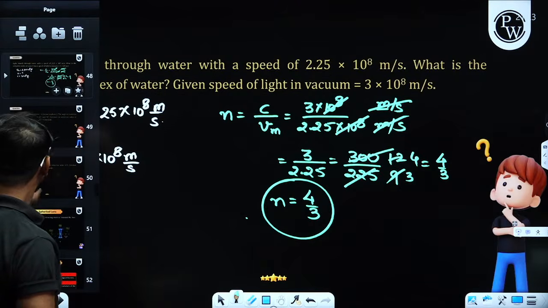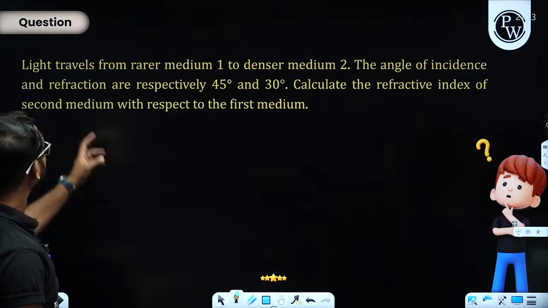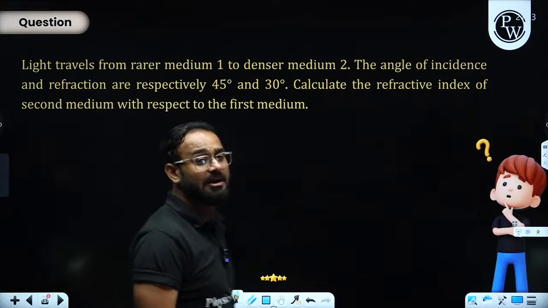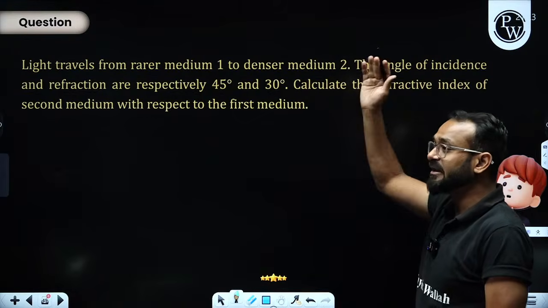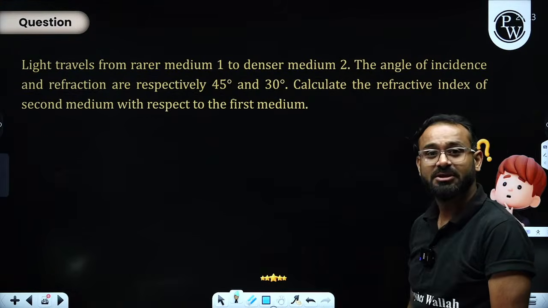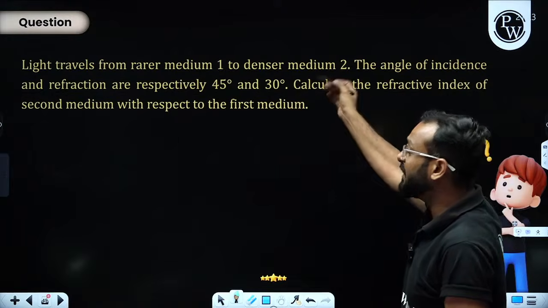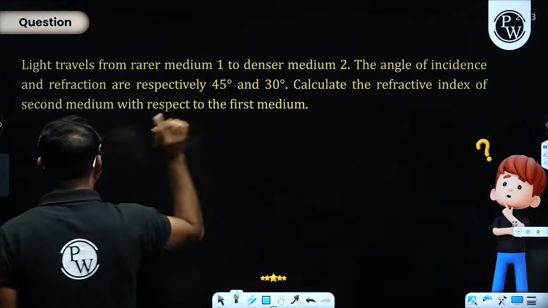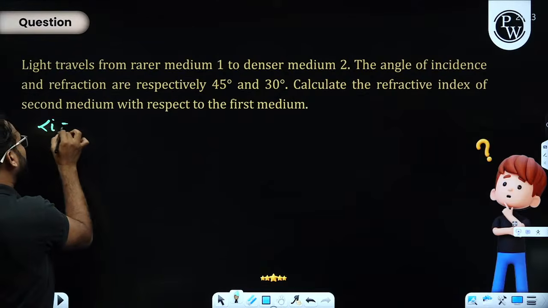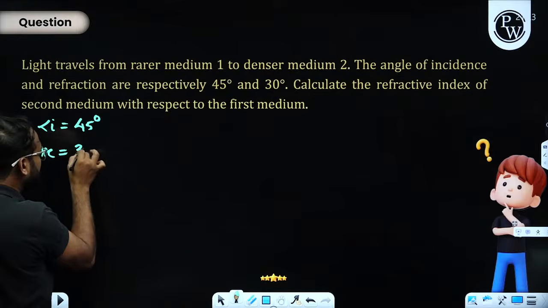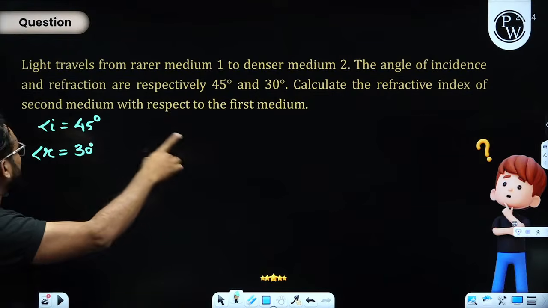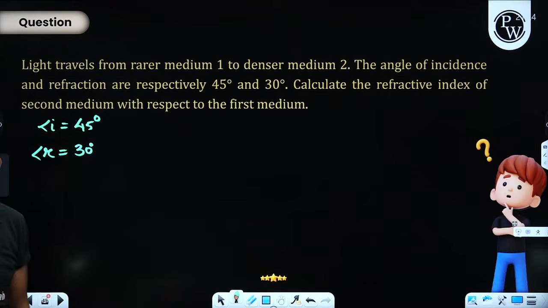Got it? There is one more question. Light travels from air, medium 1, to another medium 2. The angle of incidence and refraction are given: 45 degree and 30 degree. So angle i is 45 degree and angle r is 30 degree. We need to find the refractive index of the second medium with respect to the first medium.